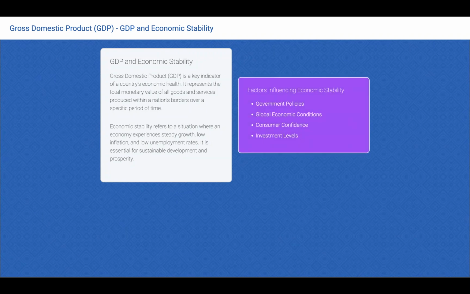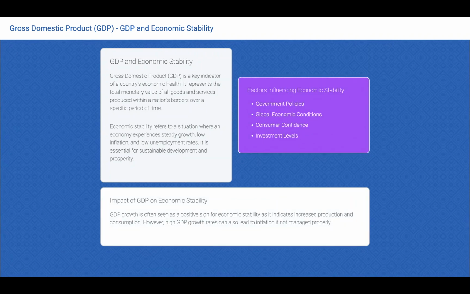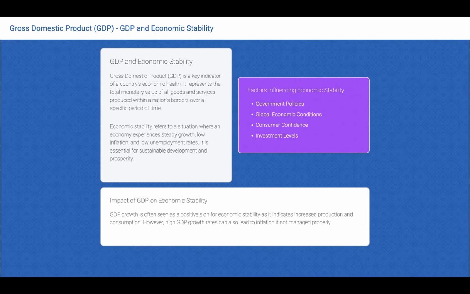Economic stability is crucial for the overall well-being of a country's citizens. It ensures job security, stable prices, and a favorable environment for businesses to thrive. Governments use various economic policies to maintain stability and promote sustainable growth.